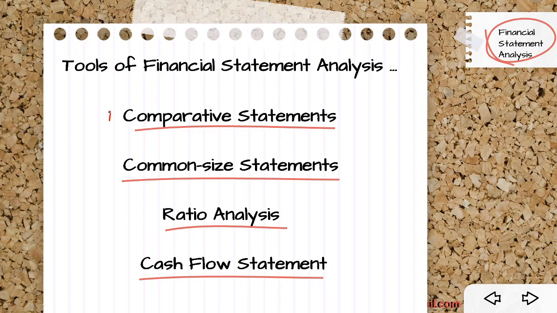So these are the four tools of financial statement analysis, and these are basically the different chapters in your book, Part B, T.S. Grewal. This chapter, that is comparative and common size statement, covers the first two tools. We will be talking about each one in detail.